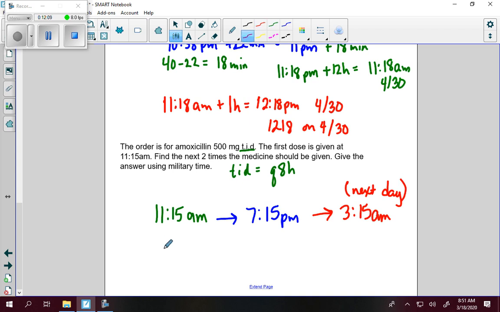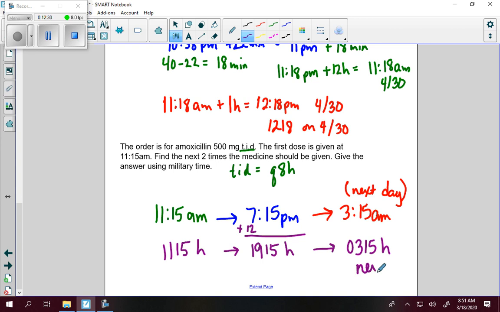So in military time, it would be 11:15 hours. And then 7 plus 12, because you have to add the 12 hours in the morning, would be 19:15 hours. And the next time would be 03:15 hours for the next day. All right. So in order to get PM hours, you're going to add 12 to whatever number that is and take off the PM label.